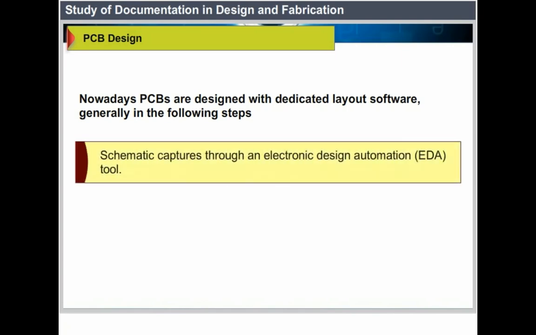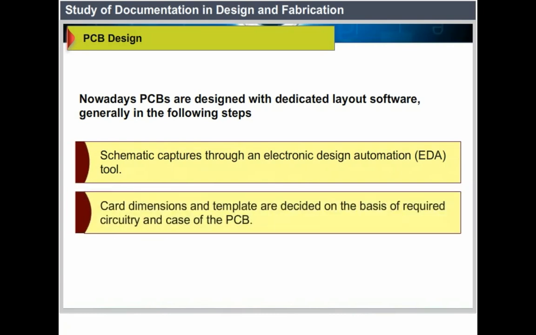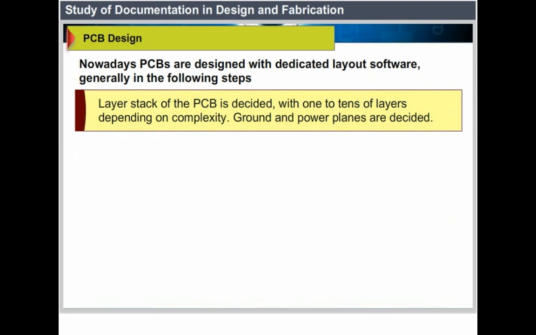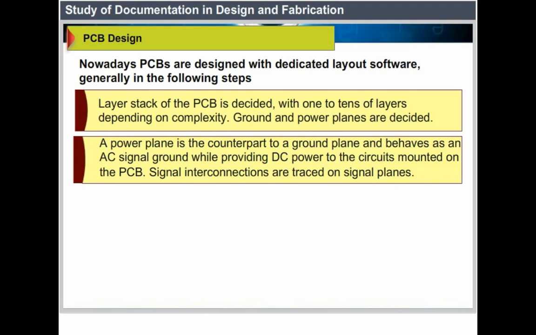Schematic capture through an electronic design automation (EDA) tool. Card dimensions and template are decided based on required circuitry and case of the PCB. The position of the components and heat sinks are determined. The layer stack of the PCB is decided, with 1 to tens of layers depending on complexity. Ground and power planes are decided. A power plane is the counterpart to a ground plane and behaves as an AC signal ground while providing DC power to the circuits mounted on the PCB.